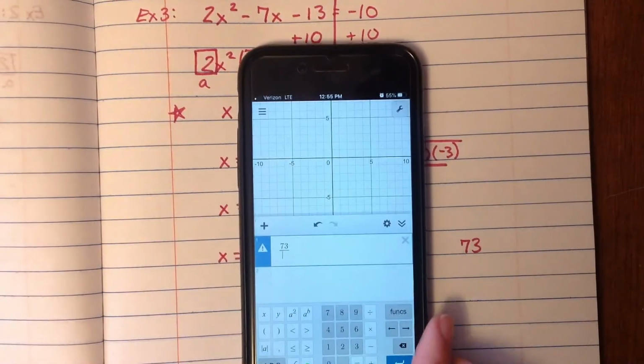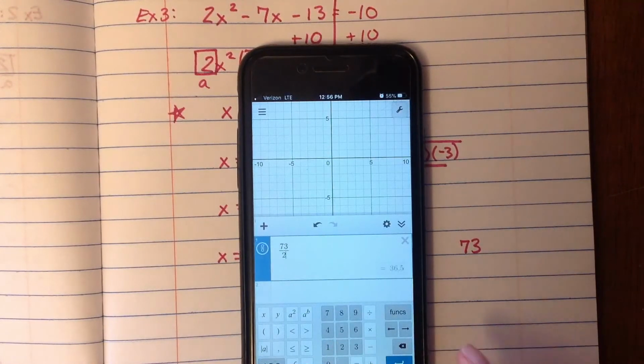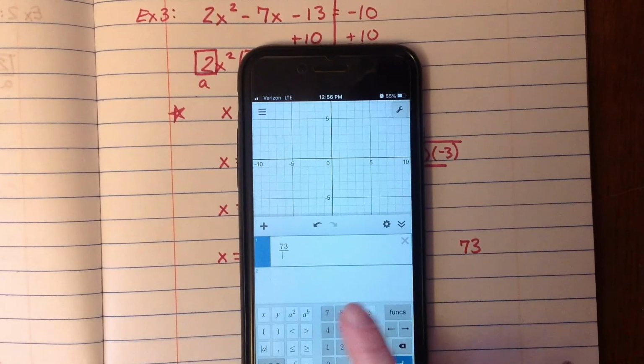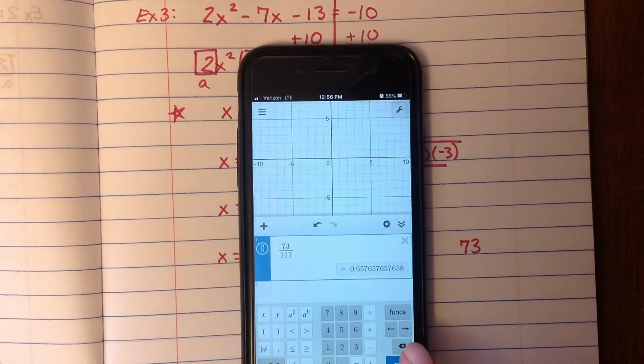Let me show you this. It will not divide by 2 evenly. It does not divide by 3 evenly. It does not divide by 4 evenly, or 5, or 6, or 7, or 8, or 9, or 10, or 11, or even 12, or 13, or 14, or 15, or 16, or 17, or 18, or 19.